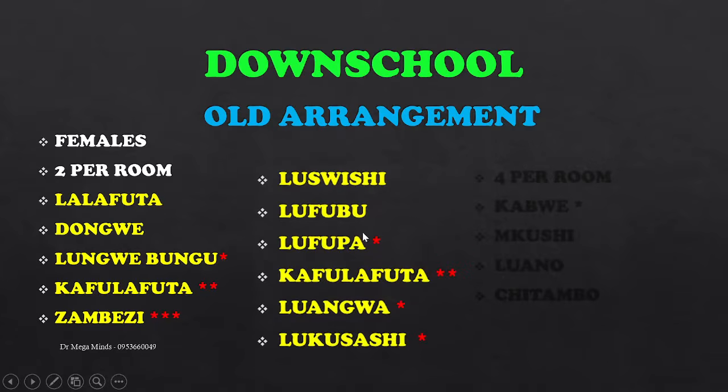So these are quite good hostels. Luswishi is near the SS classes. Lufugu is near Dongwe, near the hostel attendant. And Lufupa, I loved it so much for its neatness. It's a very neat hostel. All these are for 2 people in a room. So you can check out Lufupa and Lufugu. These are very neat. Kaflafuta, didn't we mention it? Oh yeah, we mentioned it here.